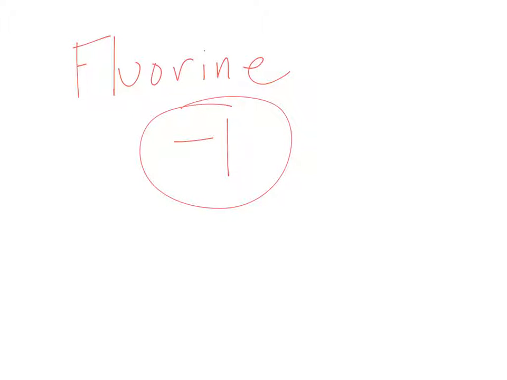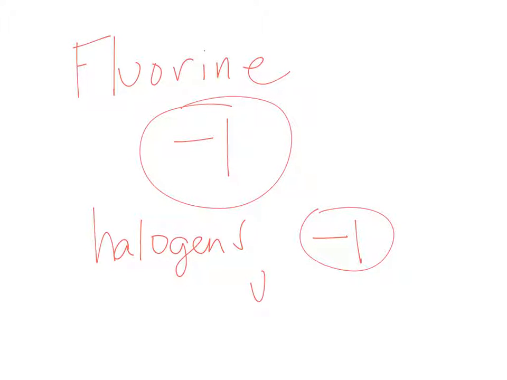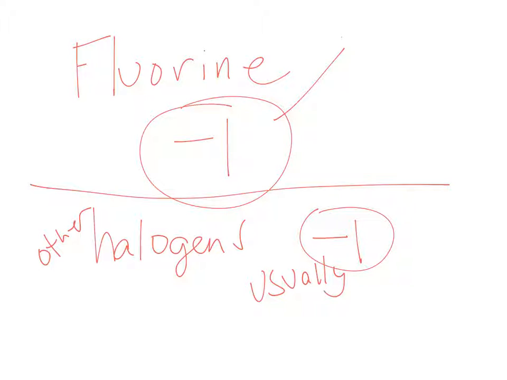Fluorine is nice because fluorine is always minus 1. The oxidation number of fluorine is always minus 1. Remember, fluorine is the most electronegative element, so it's going to gain an electron when it can, so no exceptions there. The other halogens, like chlorine, bromine, iodine, are usually minus 1. So other halogens, usually minus 1, but they can have exceptions. But for fluorine, good old fluorine, even though it's poisonous, it's always minus 1.